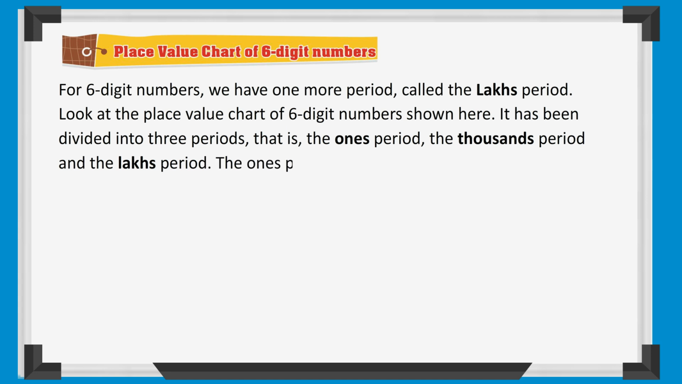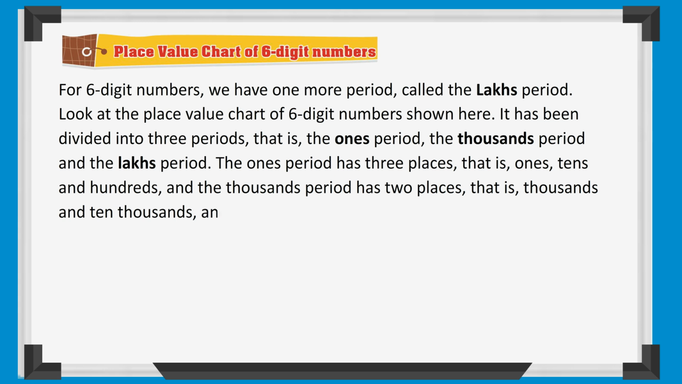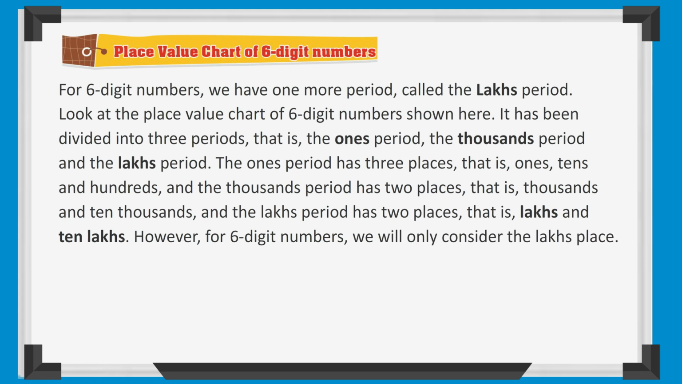The ones period has 3 places, that is, ones, tens, and hundreds. And the thousands period has 2 places, that is, thousands and 10,000s. And the lakhs period has 2 places, that is, lakhs and 10 lakhs. However, for 6-digit numbers, we will only consider the lakhs place.